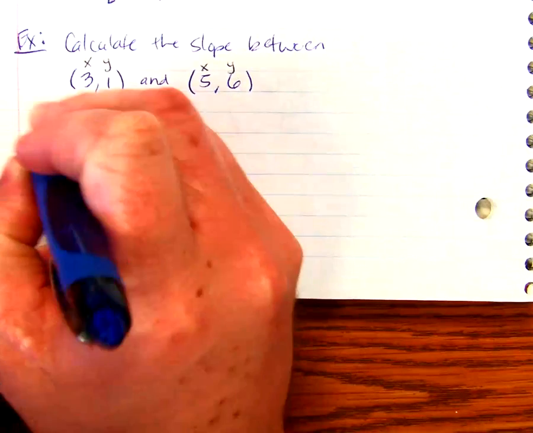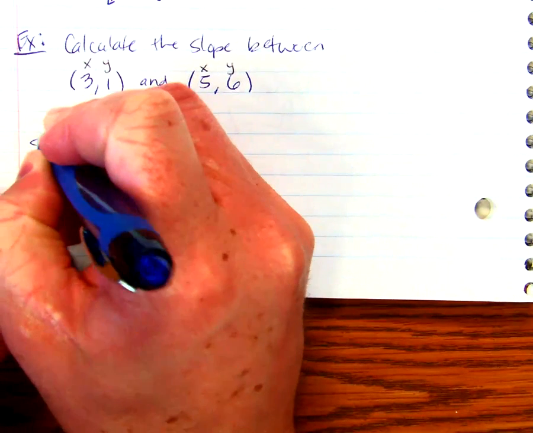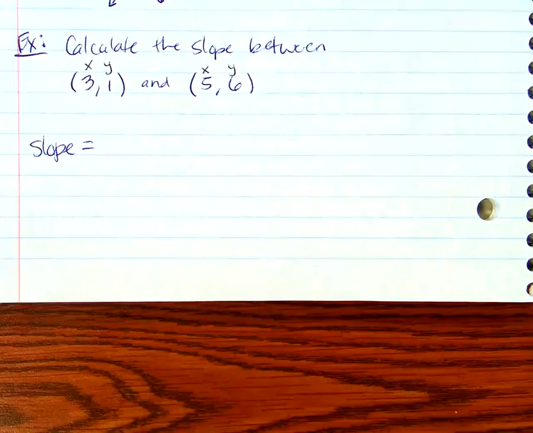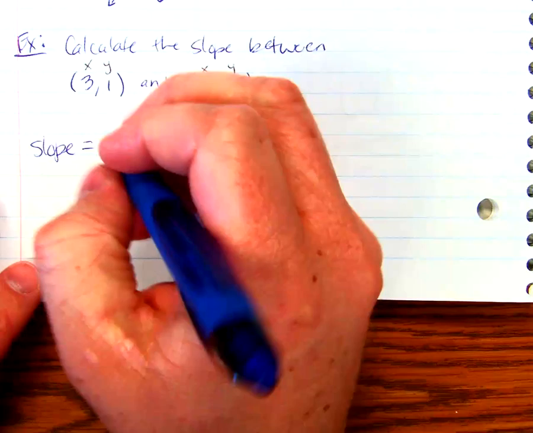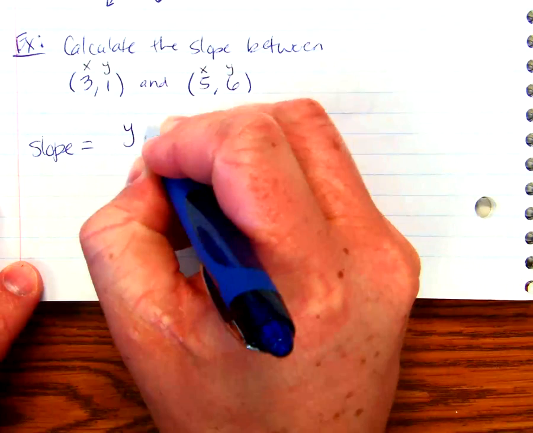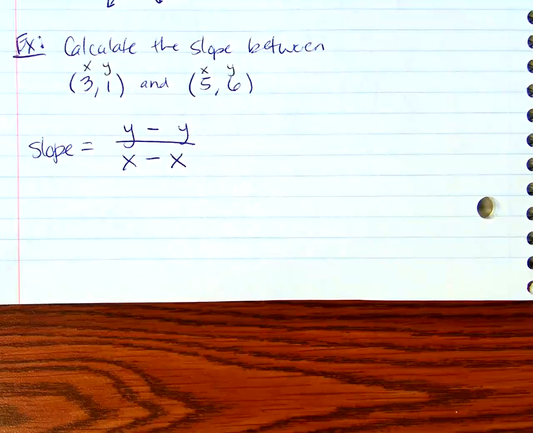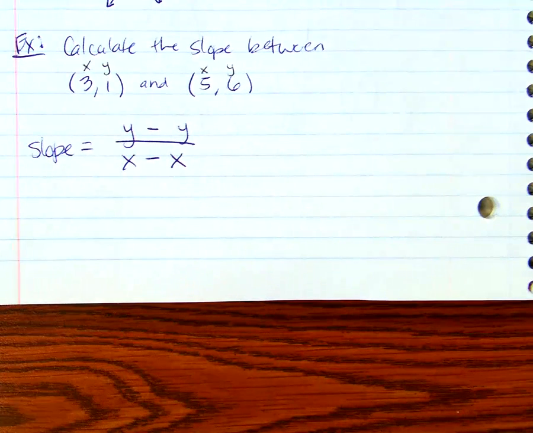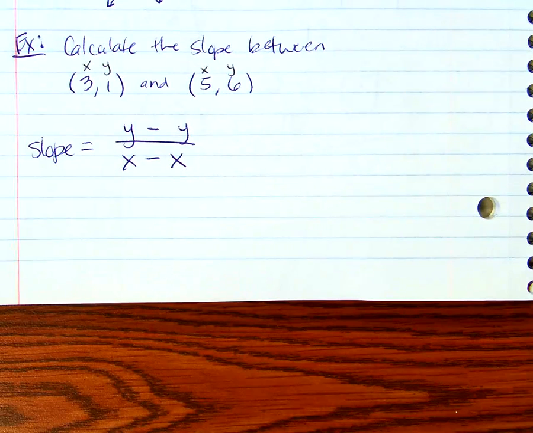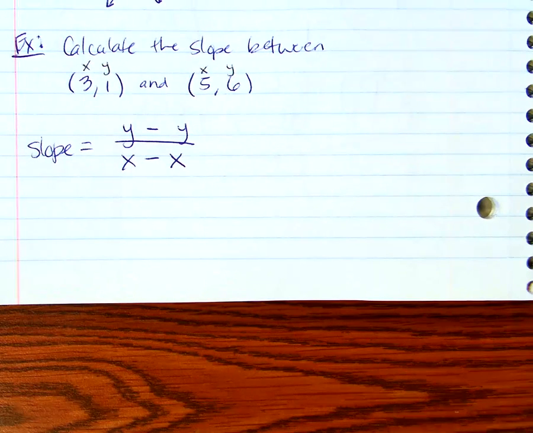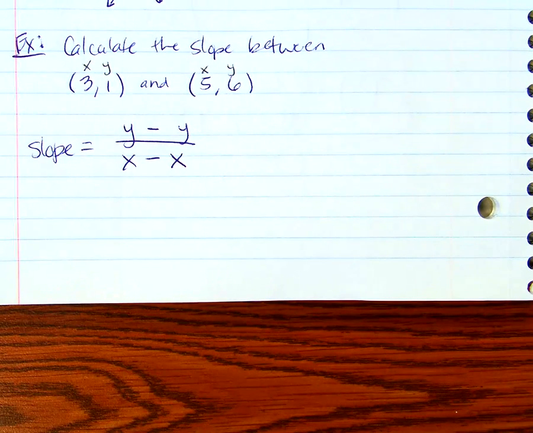There is a formula for finding the slope. When you're finding the slope, you're going to subtract the Y's, and you're going to subtract the X's. We put the Y's on top because it's rise over run. Rise is up and down like the Y-axis, so Y's go on top. Run is left and right like the X-axis, so X's go on the bottom. But there's a problem with this formula.